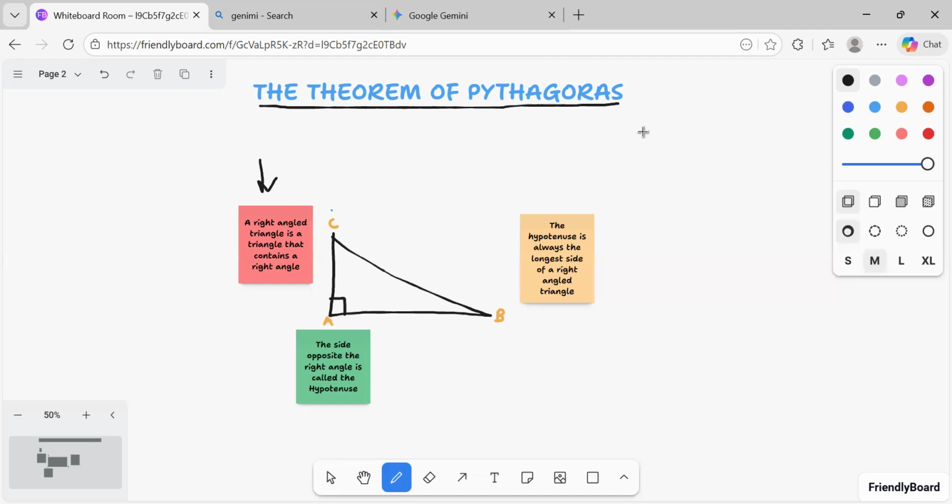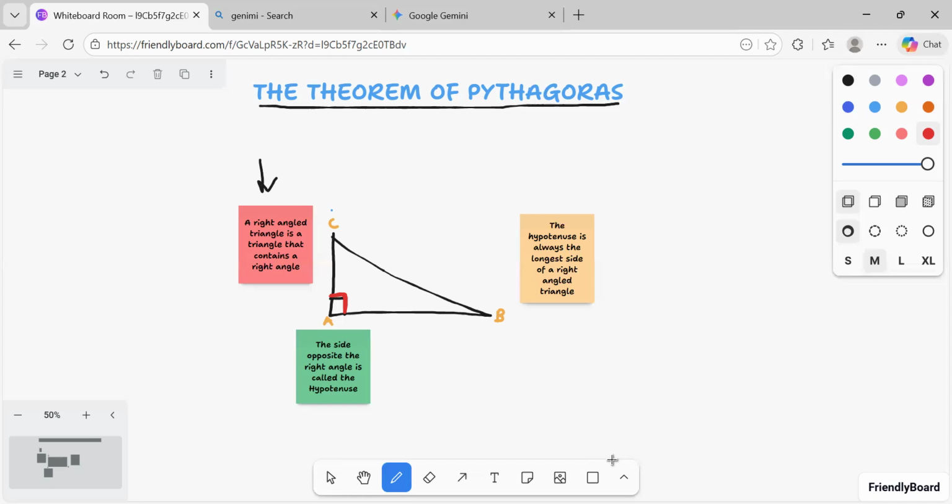And what is a right-angled triangle? A right-angled triangle is a triangle that contains a right angle. What is a right angle? You can see here, this is a right angle. So before you even think of applying the Pythagoras theorem, first identify whether the triangle is a right-angled triangle. That is the first thing that you should take note of.